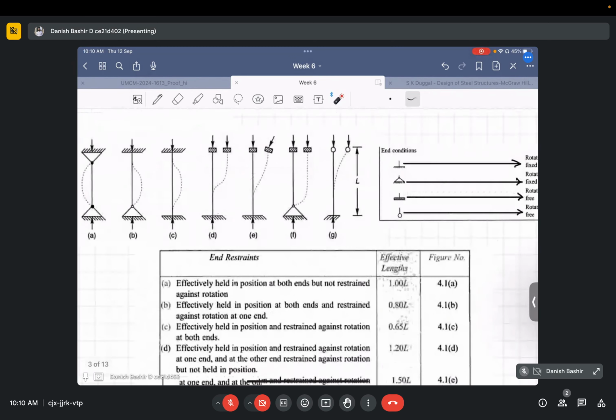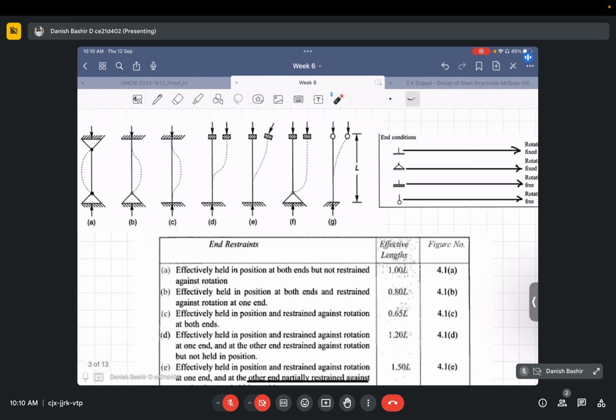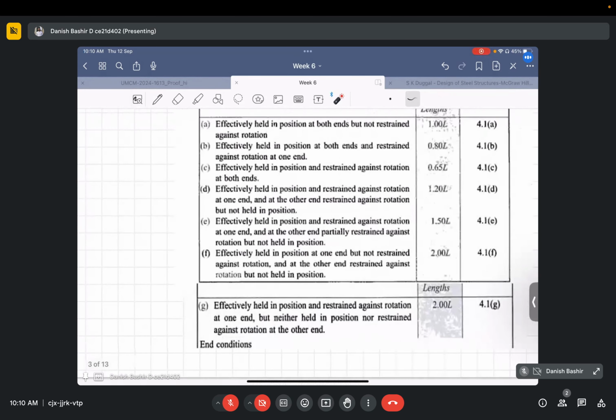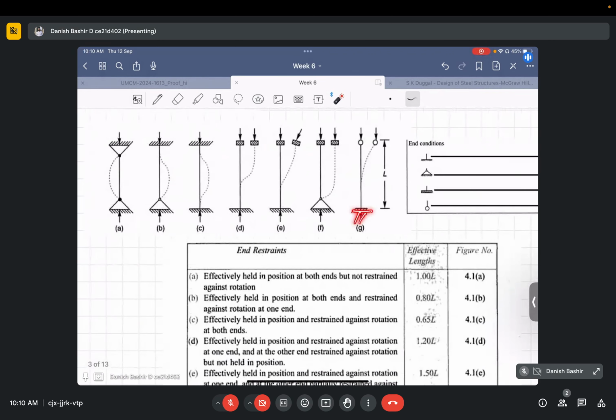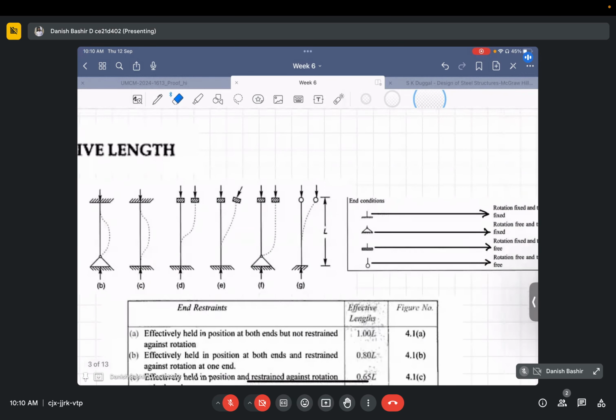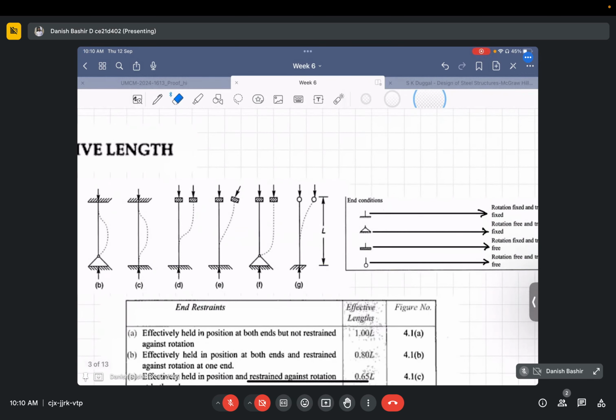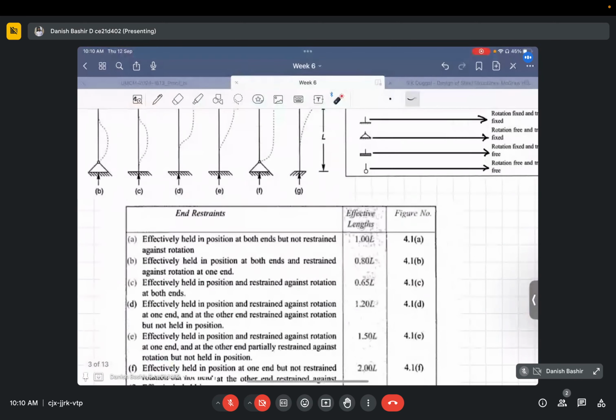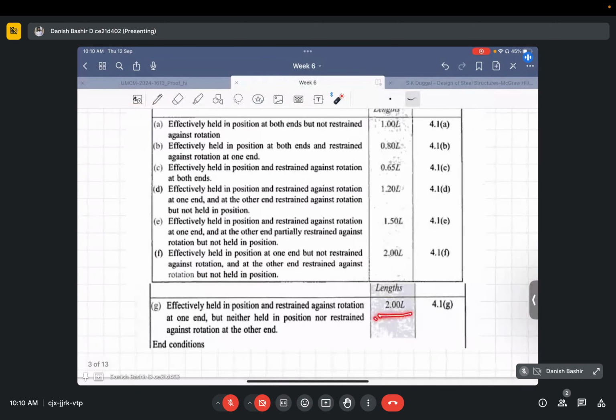So this is the last case, effectively held in position and restrained against rotation at one end. So this is fixed from one end, but neither held in position nor restrained against rotation at the other end. It's totally free from this side. So its effective length is also 2L.